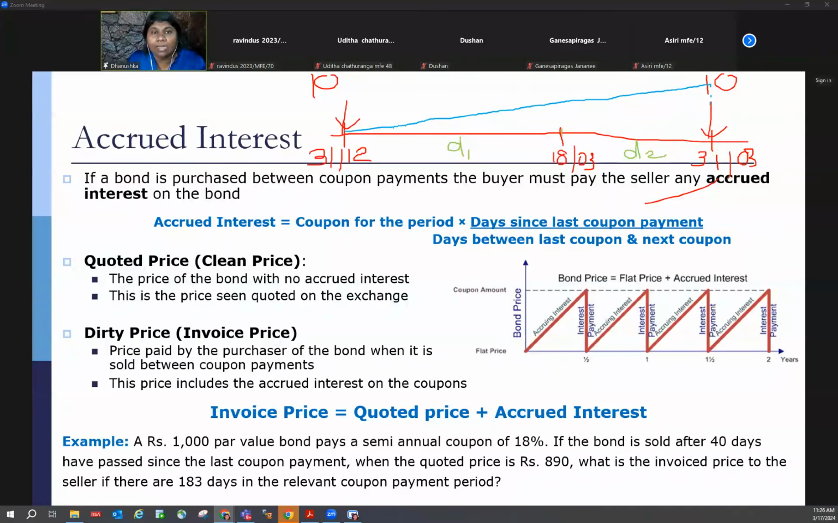But I held it from 31st of December all the way to 18th of March, like 2 months and 18 days. Therefore, I need to be compensated for the period that I held it. This is what we call the accrued interest, where you get compensated for the period that you held it. So how do I calculate accrued interest?